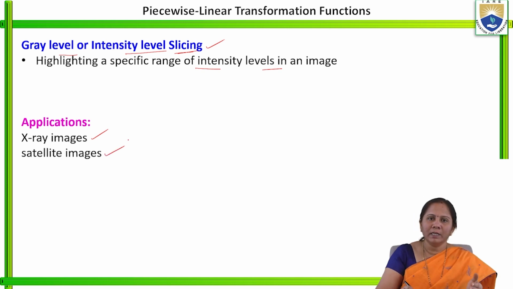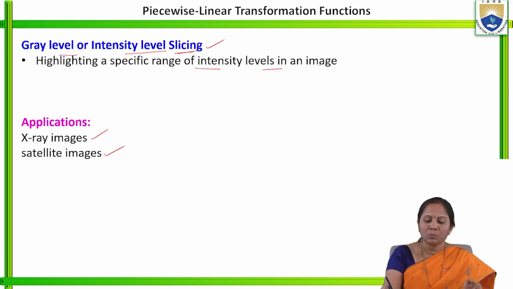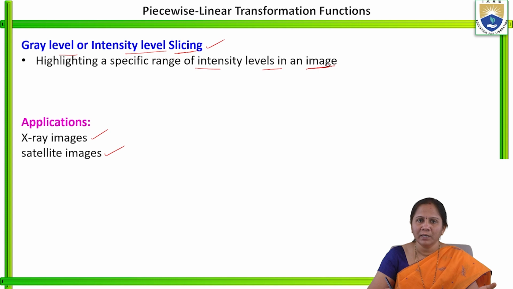If you go to the second application, satellite images, for example, if we want to highlight a particular area, such as water bodies on the satellite images, those water bodies will be highlighted with a specific intensity. So all those are the regions of interest where the intensity levels will be highlighted. This gray level slicing will be used in particular applications where we need to identify a particular area of interest.